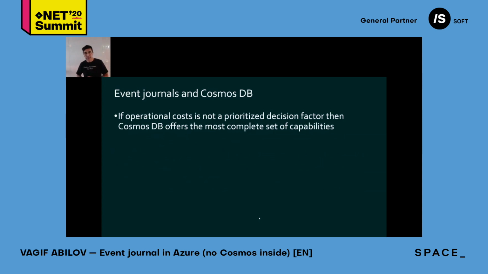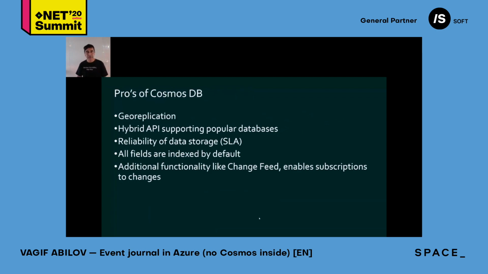So event journals and CosmosDB. If operational cost is not a prioritized decision factor, if there are some other important factors that CosmosDB covers, then of course CosmosDB offers a great solution, and it has the most complete set of capabilities, which include, among others, geo-replication. You have a hybrid API supporting popular databases, in case you're already familiar with them. So if you had Mongo on premise, you just move your data and change the connection string. Reliability of data storage, SLA. If you store all fields as JSON in payload, all fields will be indexed by default. And there is some additional functionality like change feeds. You can subscribe to changes.